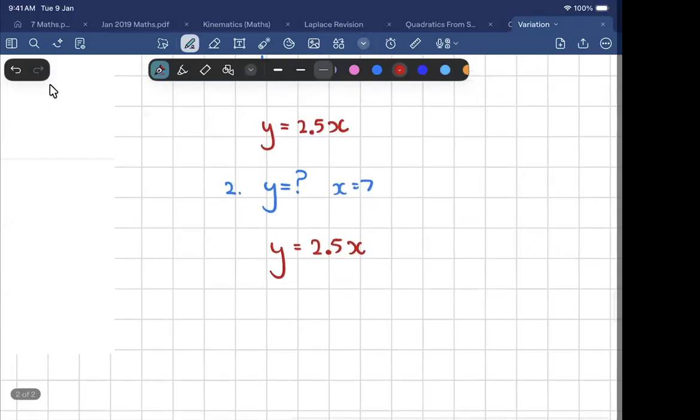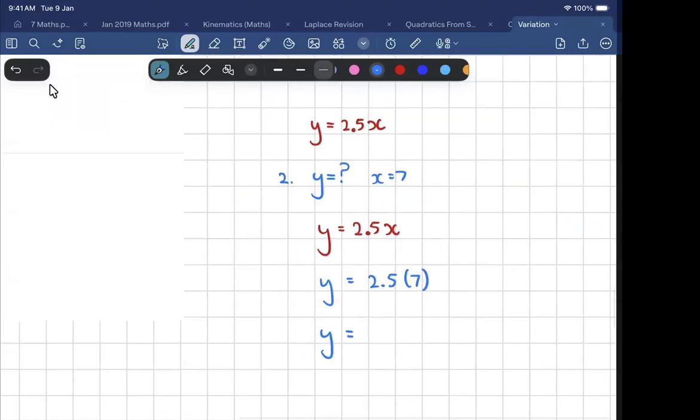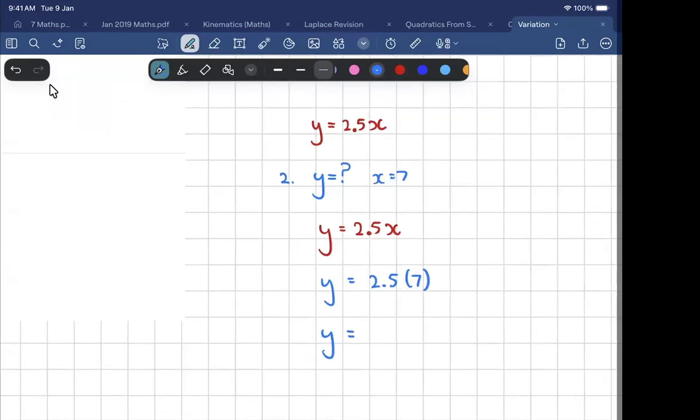So tell me, how would I find Y then? If they're telling me X is 7, how am I going to find Y? Is it 7 by 2.5? Yep, 2.5 by 7. That's correct. What would you get? 17 and a half. 17 and a half? Mm-hmm. Yeah.